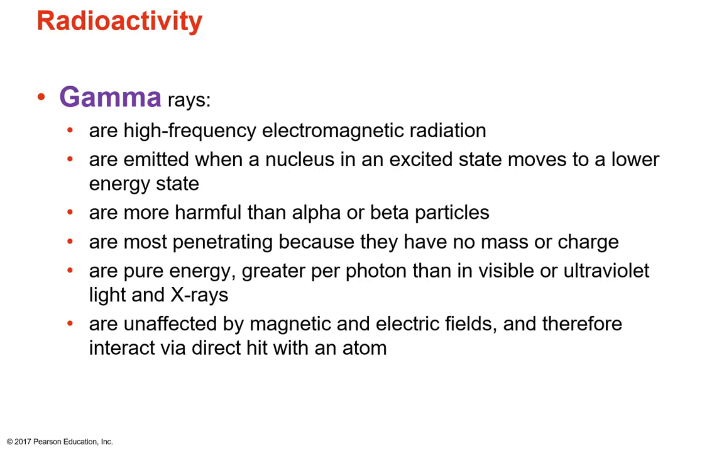Wait, how many protons and neutrons does beta have? A beta is an electron, one electron. Oh, that's it? Yeah. Oh, okay, it's chilling. I love that. Now the gamma is a photon. The photon is a particle of light.